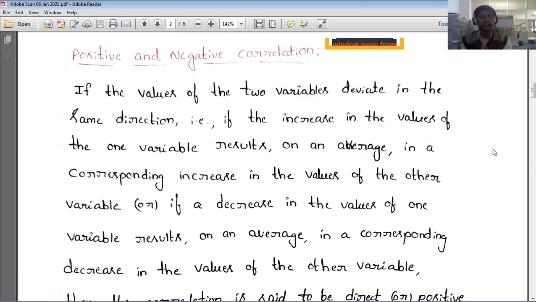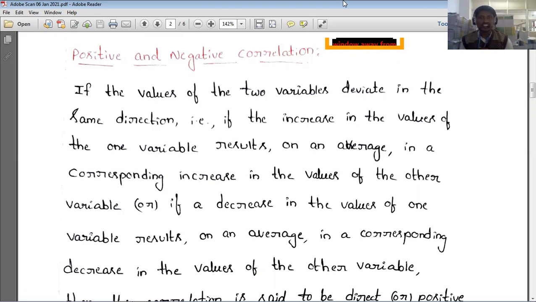So that one only we said here. See that if the values of the two variables deviate in the same direction, that is, if increasing the values of one variable results, on an average, in a corresponding increase in the values of the other variable. So that is what is happening here.